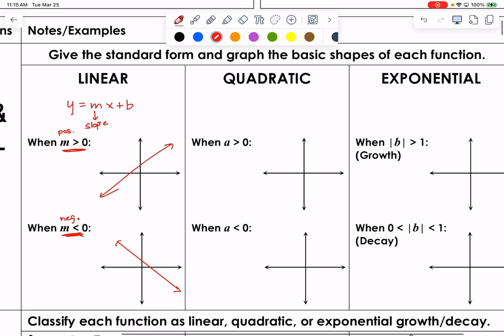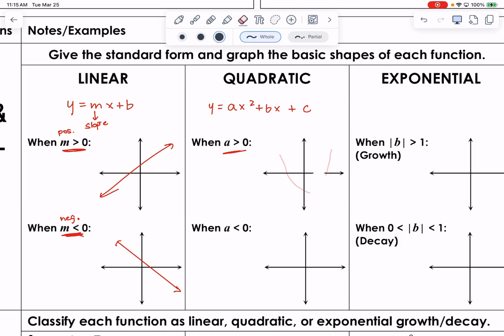All right, here we go. Quadratic. What was the formula for quadratic? ax squared plus bx plus c. And these are our U's. When a was greater than 0, remember which way did the U go? Up or down? Up. So draw a U up.